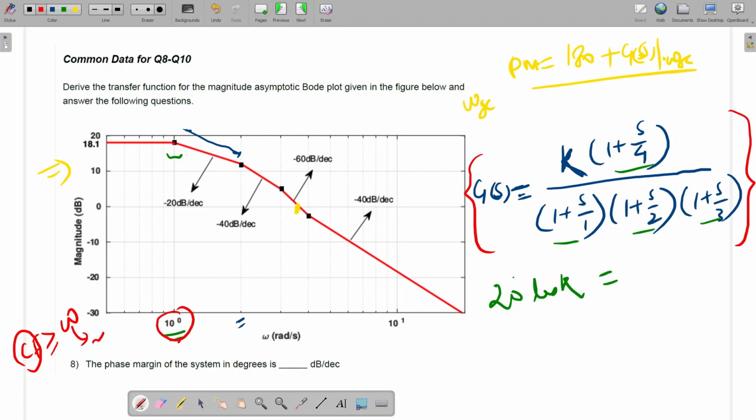At this frequency I know the magnitude, that is 18.1. Correct? So all the corner frequency terms, this and this, I will neglect while calculating the k value. Let's say I know the magnitude at this point in the Bode plot. In that case I should include this while calculating the k value.